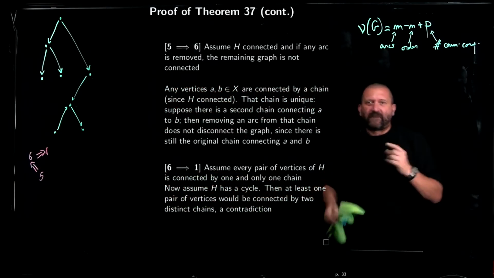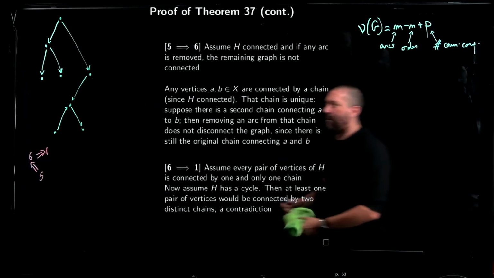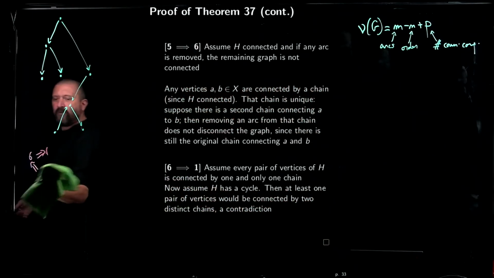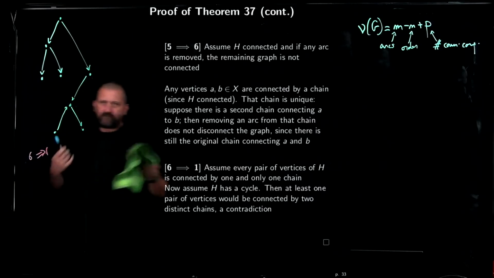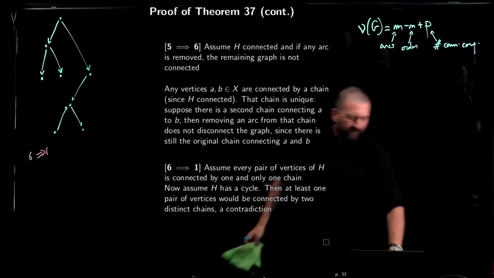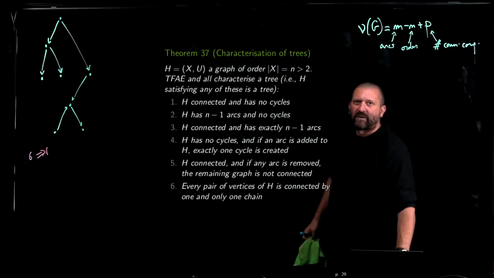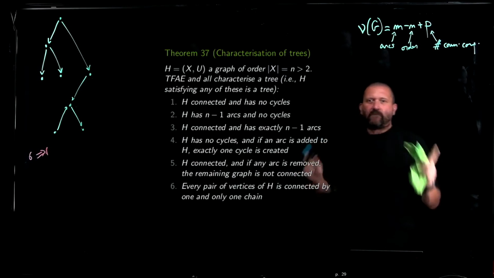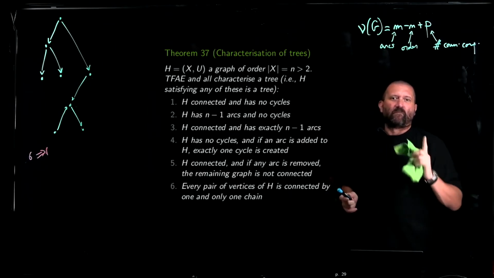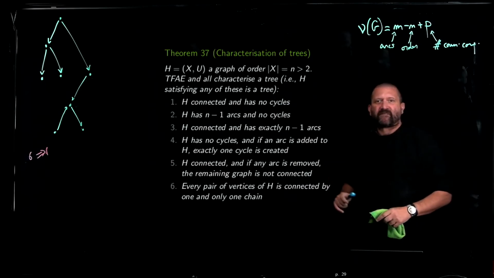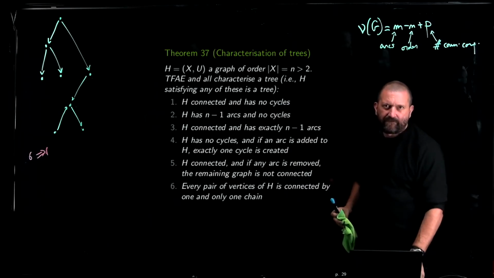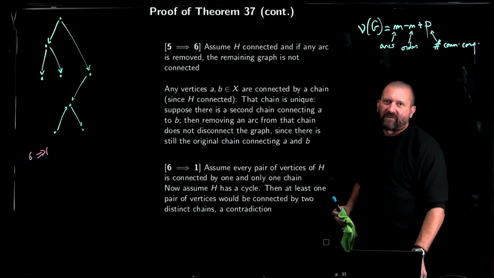Okay? And the final one, so now we're done, and we need to loop the loop. So now we need to show that the sixth property that we just looked at implies the first. So if every pair of vertices is connected by one and only one chain, then that means that H is connected and has no cycle. And that is quite simple.